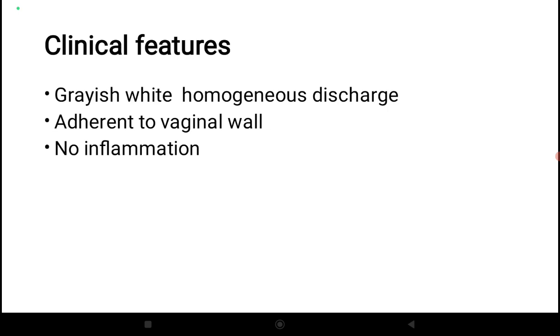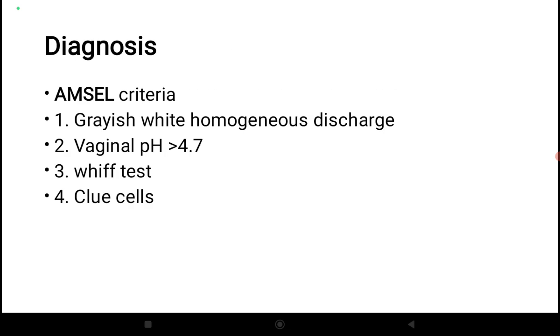Clinical features include moderate malodorous grayish white homogeneous discharge which is adherent to the vaginal wall, and there is no evidence of vaginal inflammation. Regarding diagnosis, Amsel's criteria is used, and any three of these four should be present. That is grayish white discharge, vaginal pH more than 4.7, which means it should be an alkaline pH, and whiff test positive, which means a drop of vaginal discharge mixed with 10% KOH will produce a fishy odor. If a fishy odor is produced, then it is a positive whiff test. This fishy odor is due to release of amines, cadaverine, and putrescine.